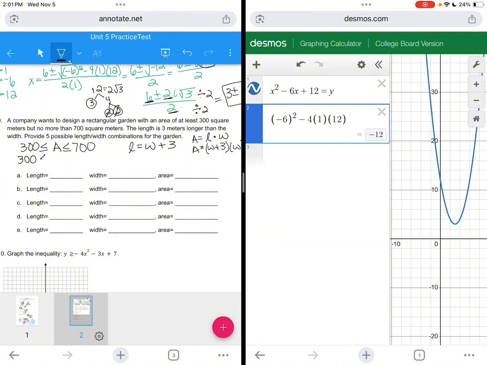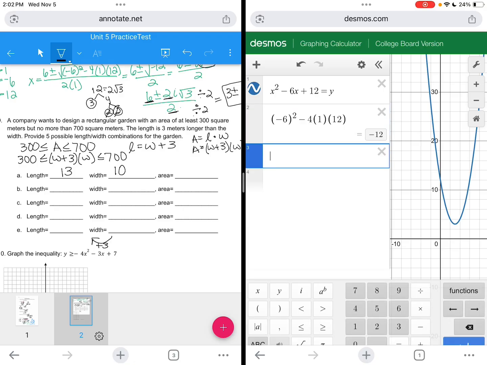300 is less than or equal to W plus 3 times W, the area, is less than 700. And we can go ahead and solve for our W interval and then fill in some of those. Now to guess and check it, we could say, okay, let's say for funsies that the width was 10 and the length was 13, because we know that the length has to be 3 more than the width.